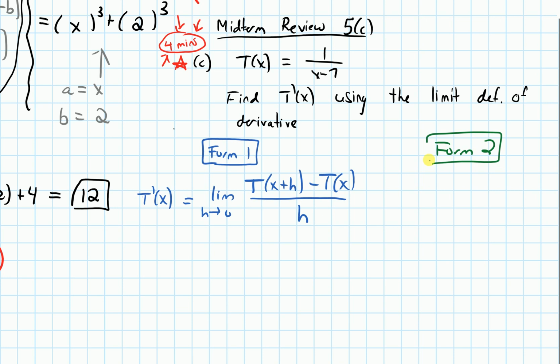In that other form, we have a limit as x approaches a. Normally I would write f of x minus f of a over x minus a, except our function is not f, it's t, so let's just change the f's to t's. So this is t of a, and this first thing is t of x. Okay, so we have these two forms for the limit definition of the derivative.